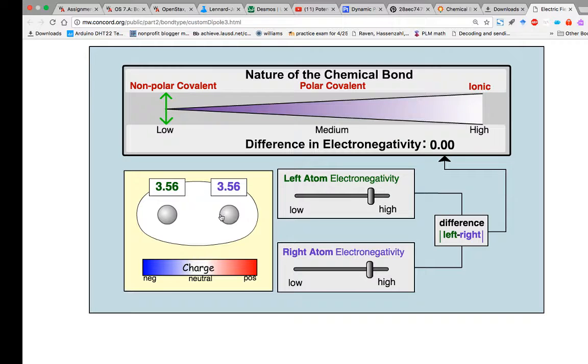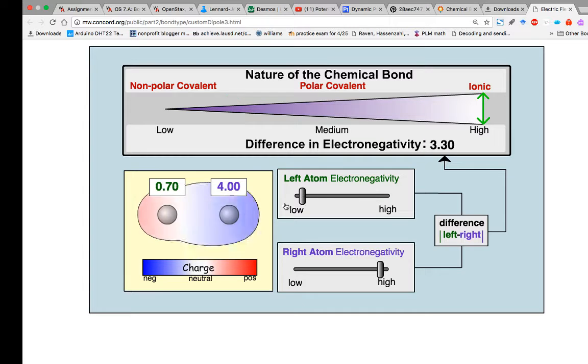If this atom just by chance attracts an electron that is right here, this atom is going to be attracting that electron with the same force of attraction. So here you have something that is pure nonpolar covalent. But that's the only time anything's going to be pure.